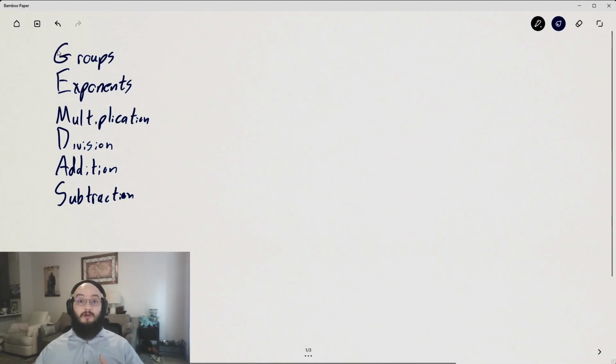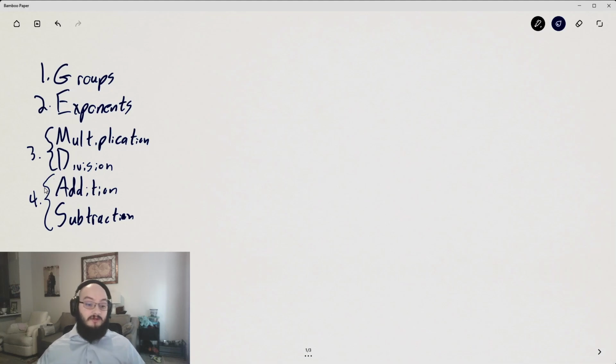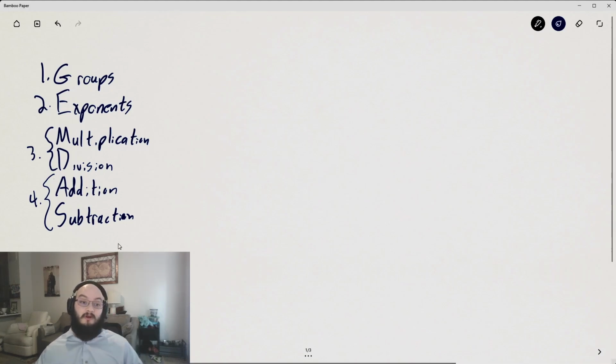Okay, something else to note. This is the order that we're going to go through things. We are going to do groups first. That's the first thing we're going to check. The second thing we're going to check is exponents. Multiplication and division get done at the same time, but they get done left to right. Addition and subtraction also get done at the same time, and they get done left to right as well when it comes time to do them. So this is the blueprint that we're going to follow for all of the examples today. Let's check out our first one.